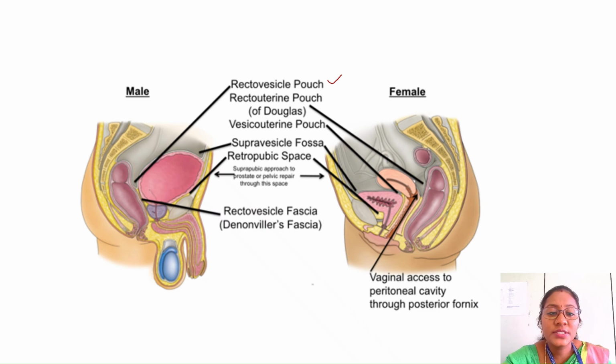See the similar structures of both male and female: the supravesical fossa and then the retropubic fossa. The retropubic fossa is the suprapubic approach to the prostate, and pelvic repair is done through this retropubic space only. So this is the importance of the retropubic space. And then the rectovesical fascia, which is also known as Denonvilliers' fascia.